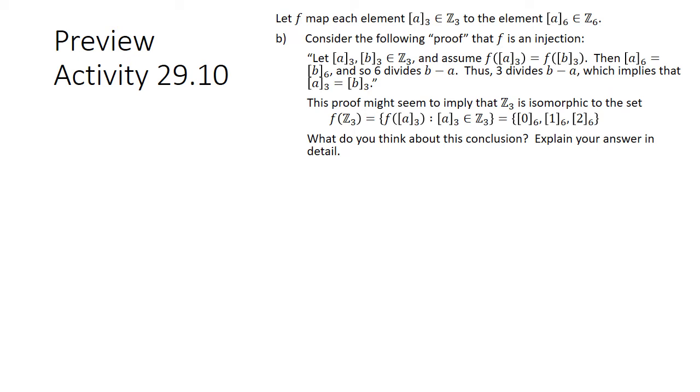Okay, so this is really problematic, right? Because it's not right that it can be isomorphic to this set, and now I'm going to show you why. So Z3 can't be isomorphic to f of Z3 for the following reasons.